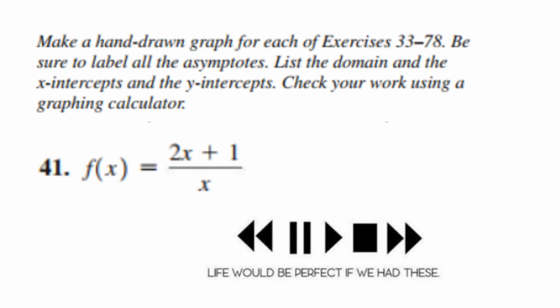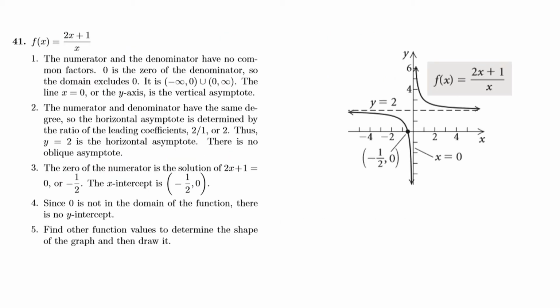Now, here's a problem with directions much like I often would ask. You make a hand-drawn graph of this, label all asymptotes, find the domain, the x-intercepts, and the y-intercepts. And it says check your work using a graphing calculator. We're going to have several examples that use these directions. I won't read them again, but let's try number 41. Press pause now. Let's see how you did.